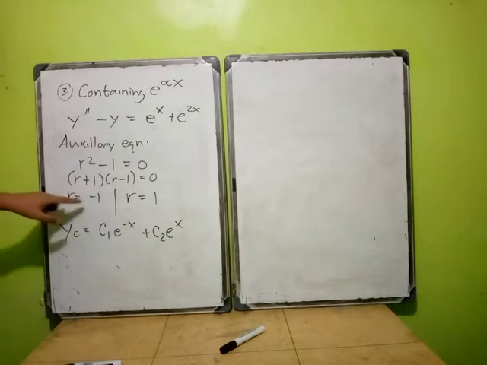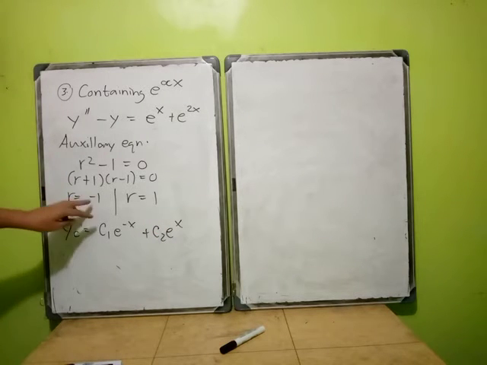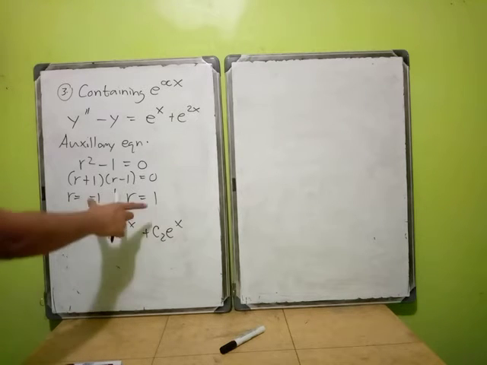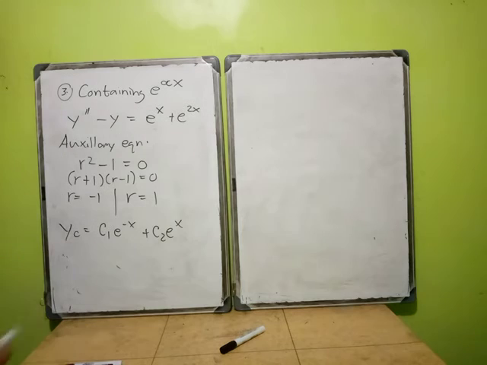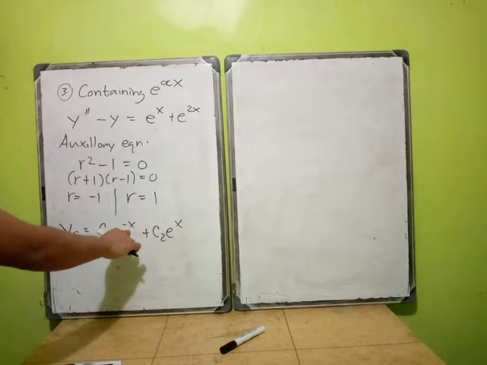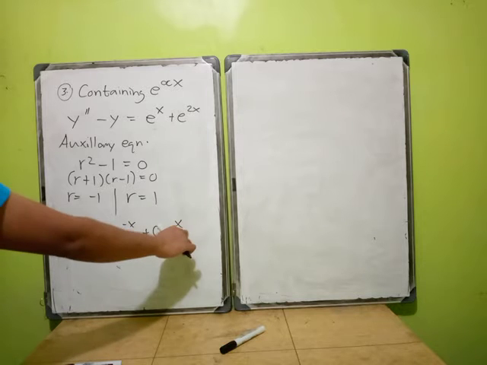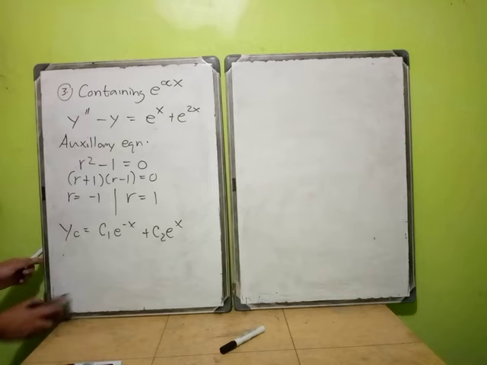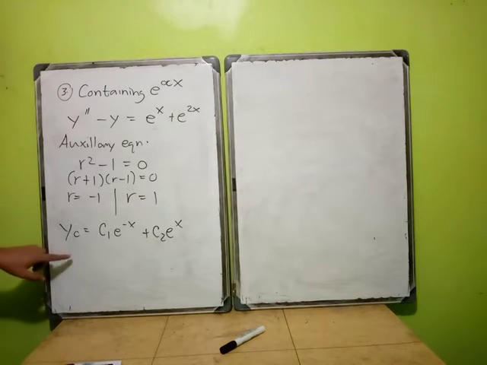Don't worry. If you are solving this and your r values are interchanged, just reversed from what I have written here on the board, it is still acceptable. Let's say you put the positive x here and negative x here, it doesn't matter. It's still an acceptable and correct answer. Okay, so this is it.